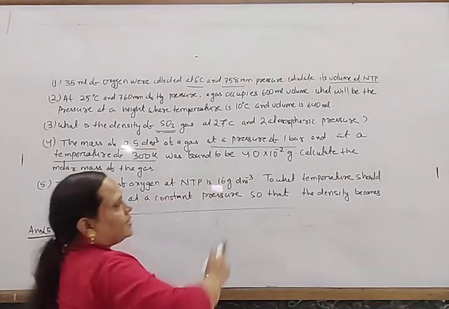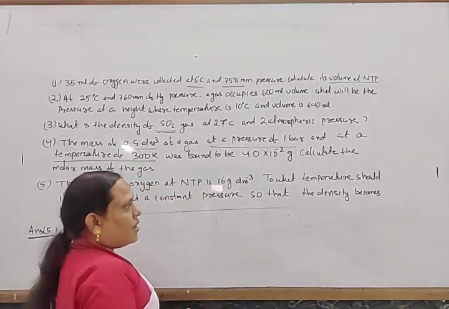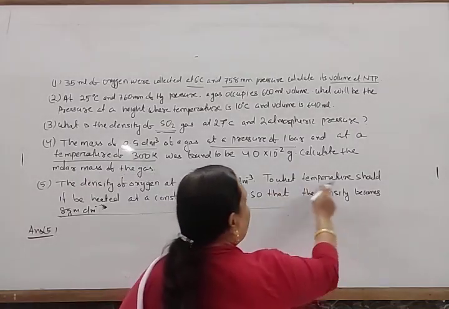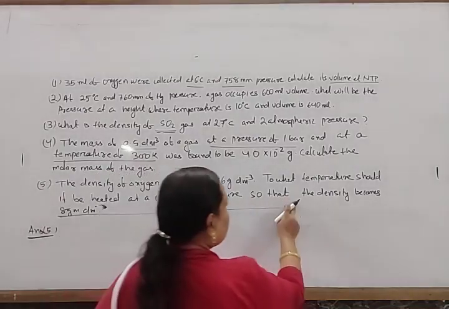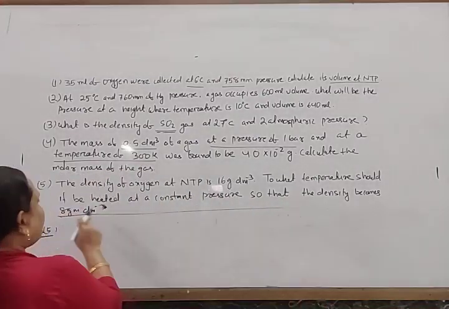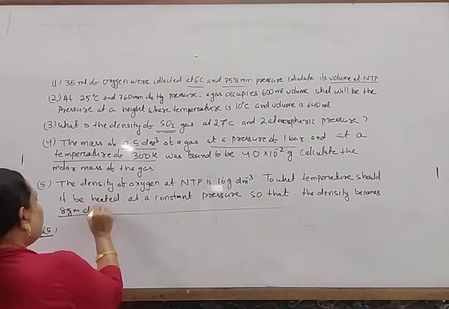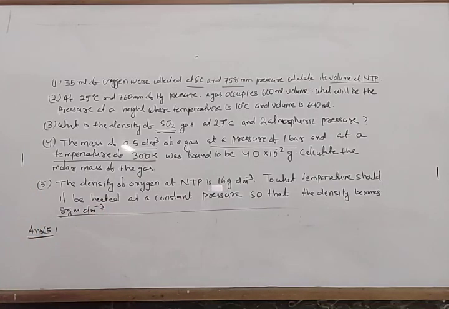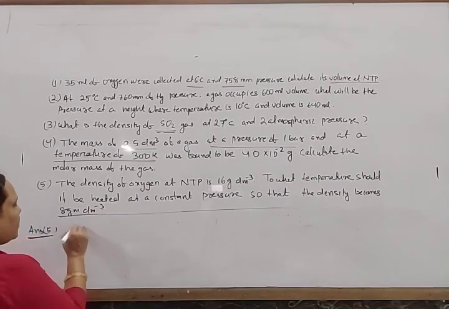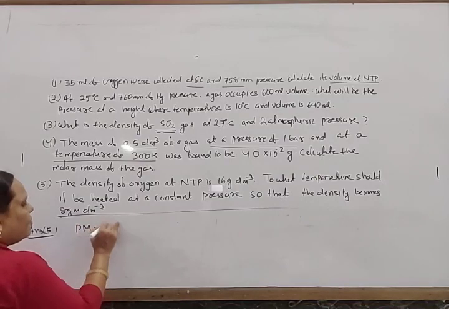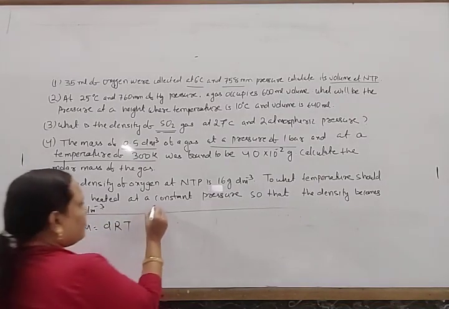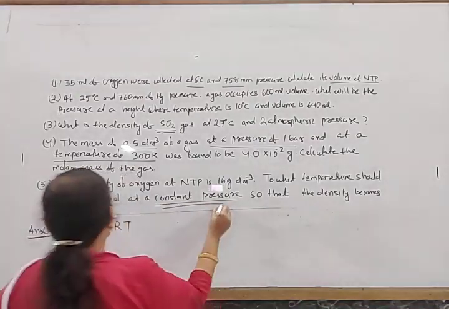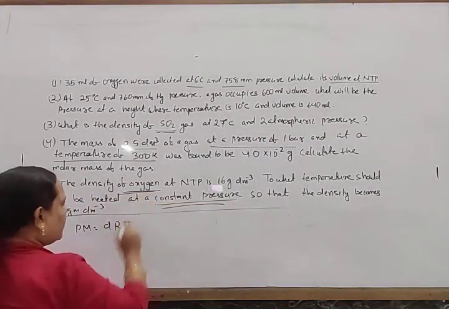Density of oxygen at NTP is 16 g dm^-3. At what temperature should it be heated at constant pressure so that the density becomes 8 g dm^-3? Here we know PM = dRT. The pressure is constant and the same oxygen is given.